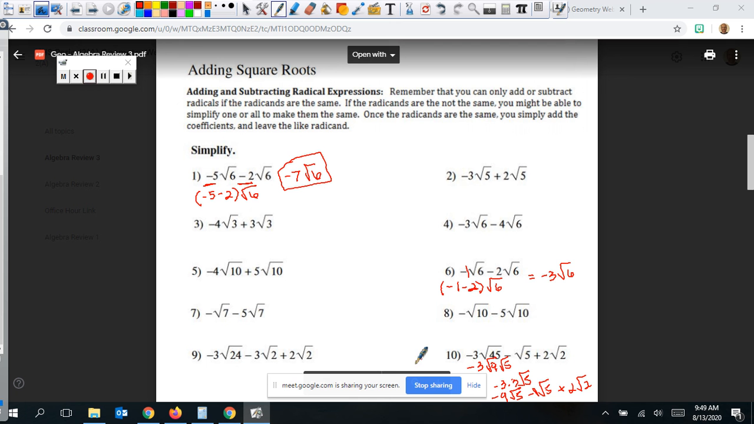So really my answer for this one, I'm going to put it out over here, negative 10 square root of 5, because we can combine those two. They're like radicals. But this one right here is just going to have to stay separate, plus 2 square root of 2. That's what our answer would be here for number 10. So you have two radicals actually as your answer, because we can't put them together. They don't have like radicals. So you have your negative 10 square root of 5 plus 2 square root of 2.